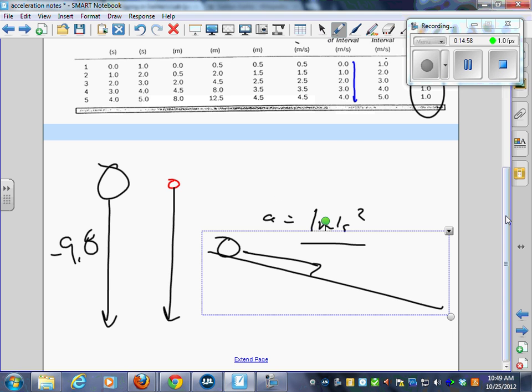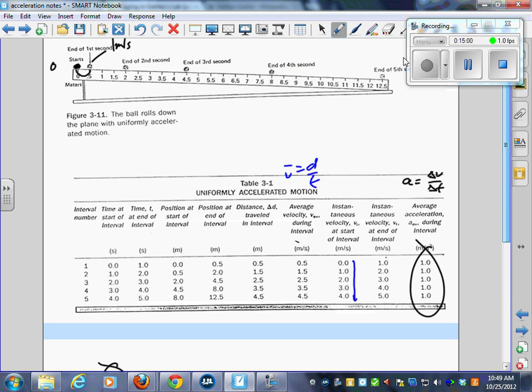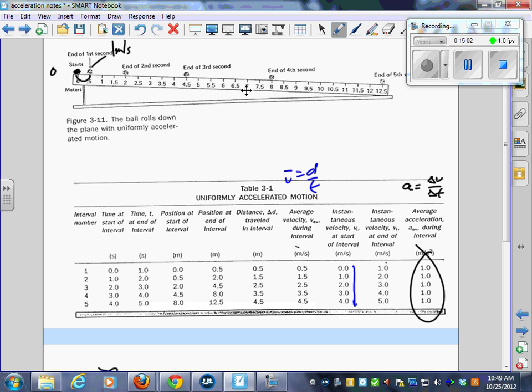Okay. Guess what you guys are going to do tomorrow? We're going to do that. You're going to do this. Oh, yeah. You get to use stopwatches, yes.